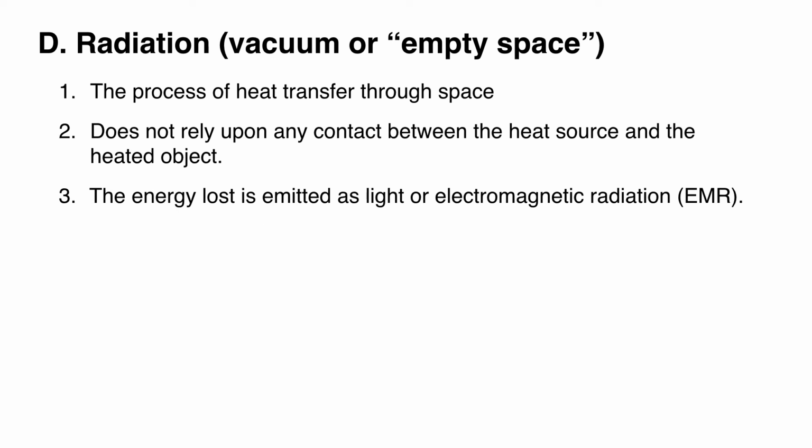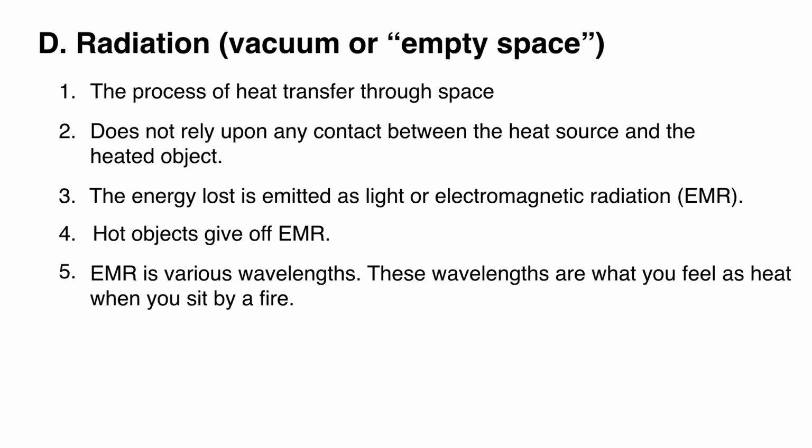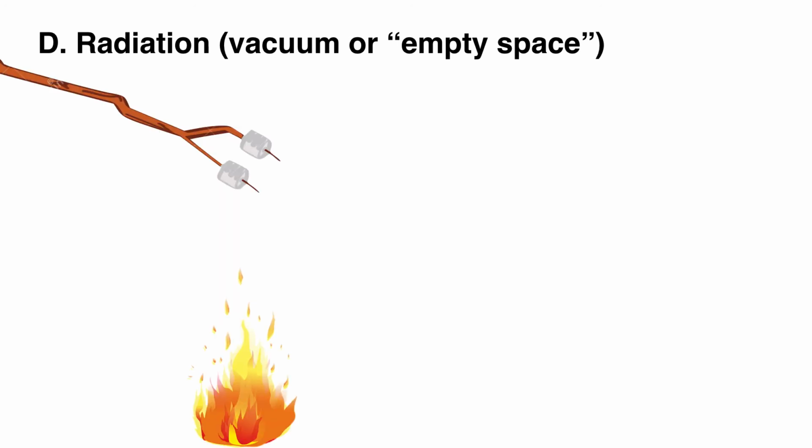We don't get too much into that in our course. Hot objects give off EMR, and EMR comes in a lot of different wavelengths, and the wavelengths are what you feel as heat when you sit by a fire. Okay, so there'll be a video link on the assignment page, but if you've ever roasted marshmallows, that's radiation. The fire transmits heat through what we quote empty space, and then that heat heats up your marshmallows. So you've all seen that, experienced that.